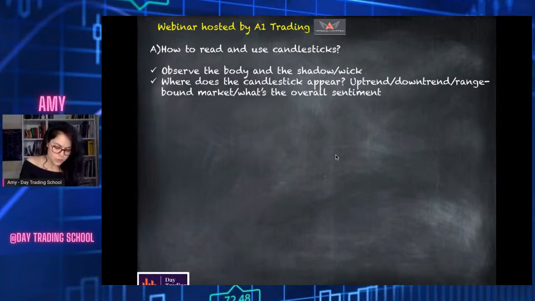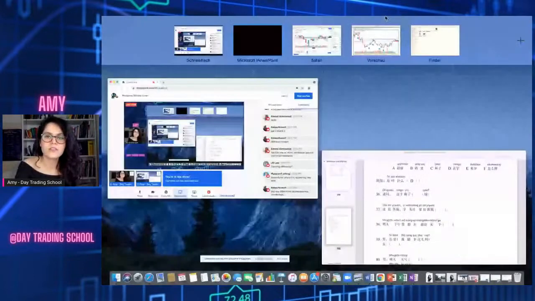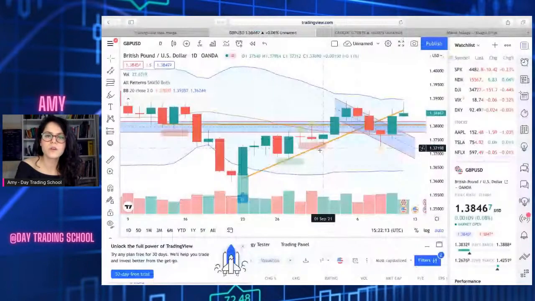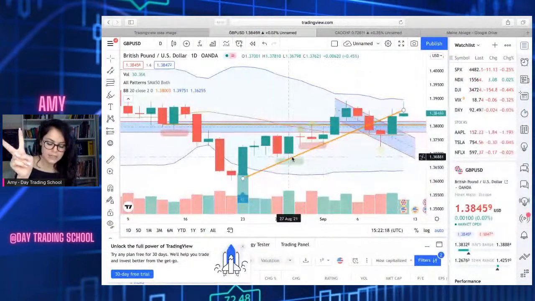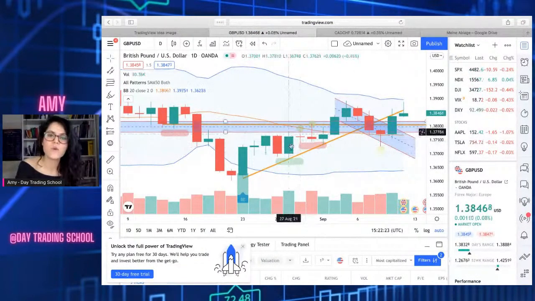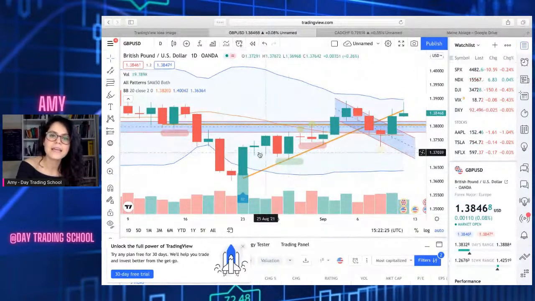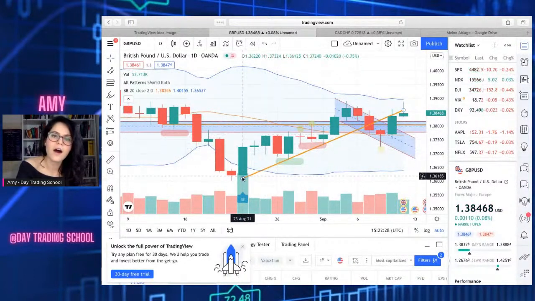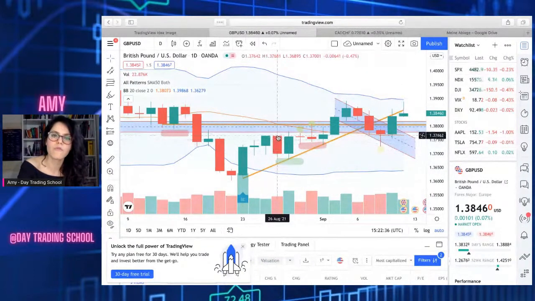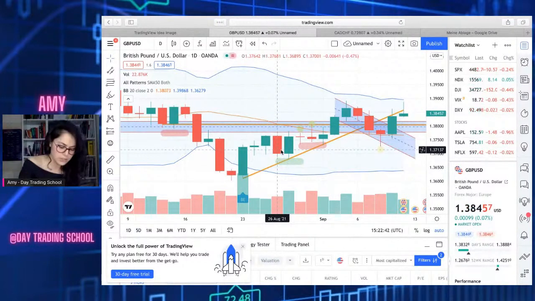And then let me show you again the same example right here. As I told you, the next question, number 1 is observe the body and the shadow. Number 2 is ask yourself, where exactly did it appear? And here, the question is, where exactly did it appear? It appeared in a sideways movement after an uptrend got initiated, and it appeared right after a bearish engulfing pattern. That means you are specifying the location.